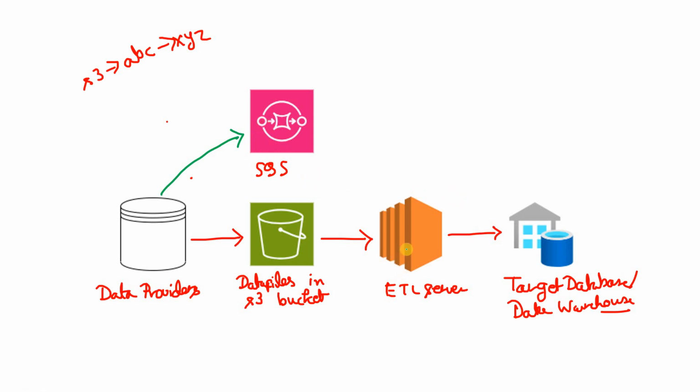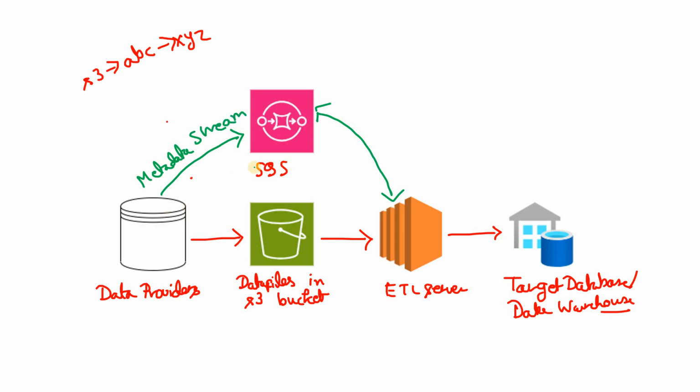Whenever the ETL server runs, it will read that metadata information from this SQS queue, and then it will have a complete list of the S3 files that it needs to process. It will read from the S3 location, process only those files, and load them into the target data warehouse. So this is one approach, where the data provider writes the original data file in the S3 bucket and also writes the metadata information. Here I can write it this way: metadata stream.